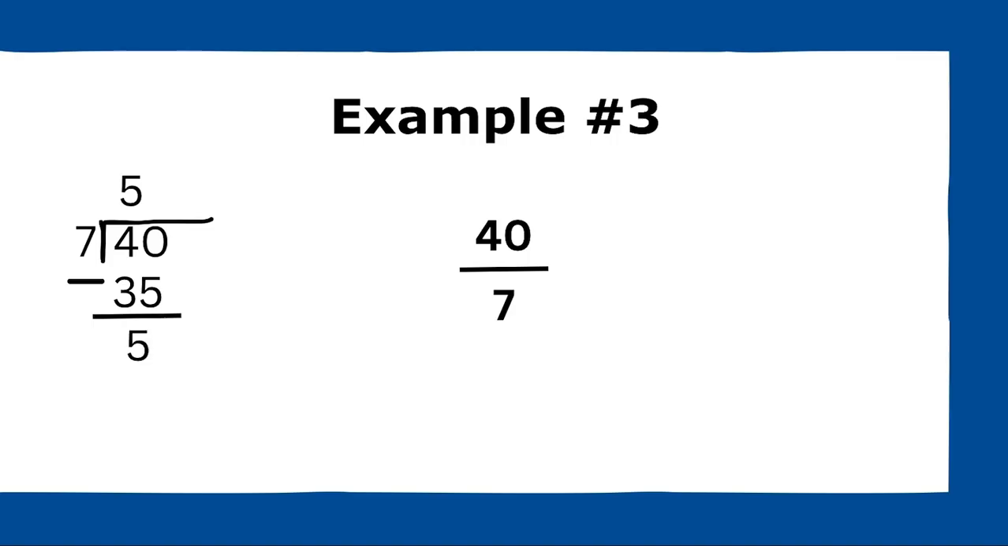Now I'm going to put this information into the mixed number form. 5 is my whole number. 5 is my numerator. And of course, I keep my original denominator that I started off with. That is how you convert an improper fraction to a mixed number. I like to say mixed fraction though. But yeah, ultimately a mixed number.